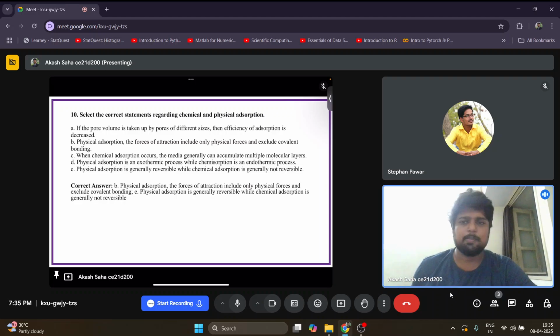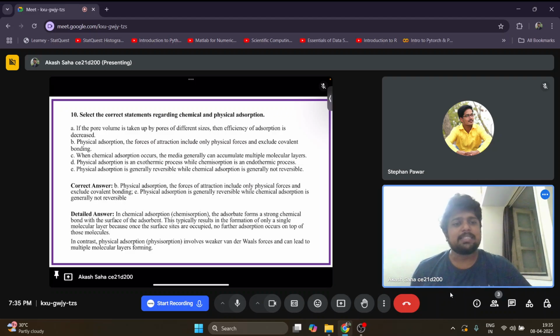And then for physical adsorption, definitely physical forces will be acting and there will be no covalent bonding. Option C: generally in chemical adsorption only single layer adsorption will happen. Option D: physical adsorption, or physisorption, has weaker van der Waals forces and can lead to multiple layers, not the chemical adsorption.